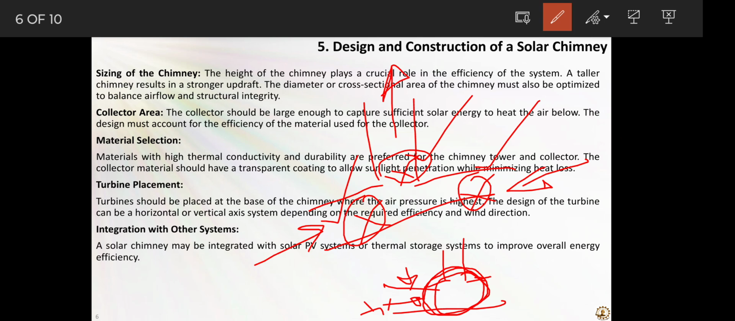Now, integration with the system. So if in my home or in the solar chimney farm, adjacent to this, a solar cell farm, solar panel, or windmill is present, we can integrate all these things together.